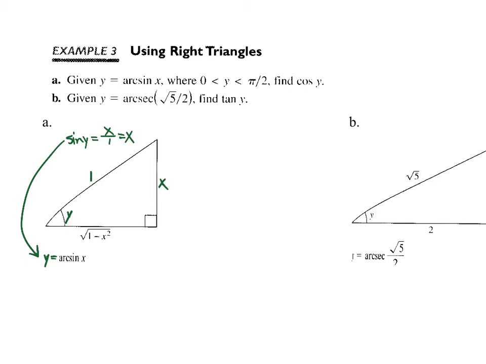Now this says find the cosine of y. Okay? Find the cosine of y. Well, let's look at this. What would cosine of y equal? Square root of 1 minus x squared. Okay? Square root of 1 minus x squared, adjacent over the hypotenuse.